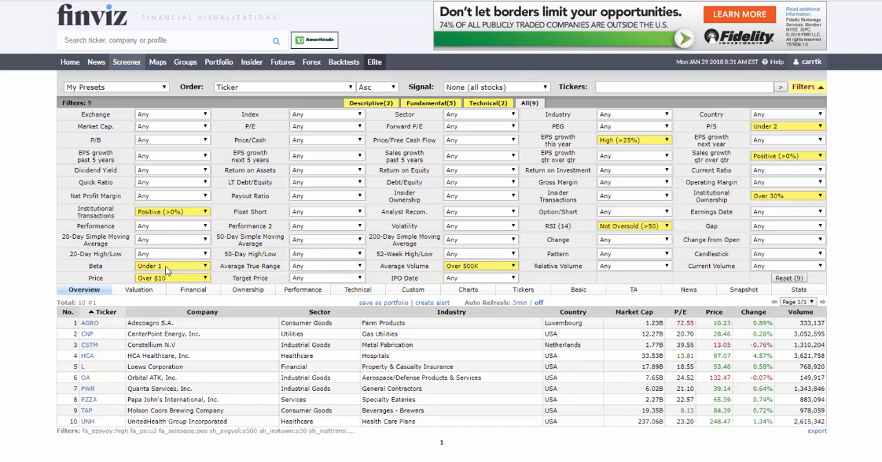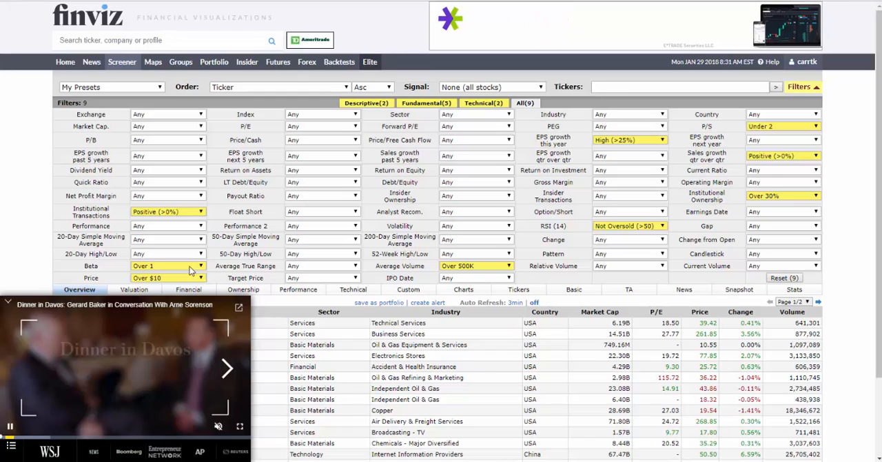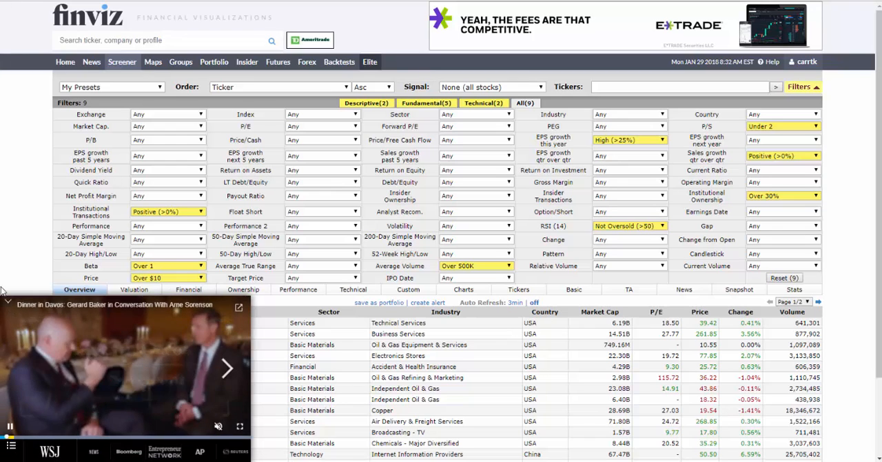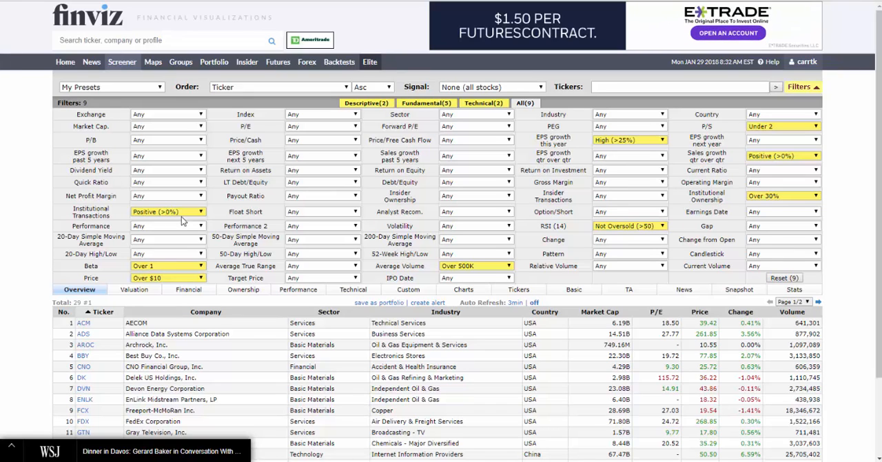We're also looking for stocks that, this should not say under 1 beta, this should say over 1, so we'll change that. So we're looking for stocks that have a beta over 1.0, which is to say they are more volatile than the S&P 500. This is our way of leveraging the movements of the overall market. The market goes up 1%. We want our stocks to go up more than 1%, and that's what that beta filter allows us to do. We're looking for stocks with a positive net institutional purchase over the past few weeks and months.